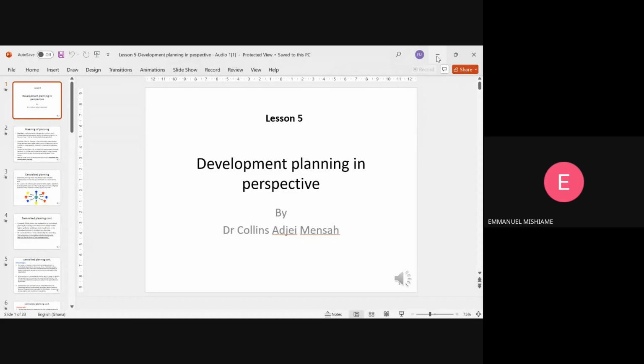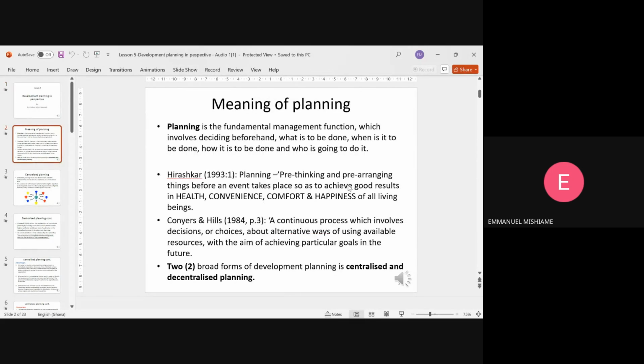Now, let's read what it says in the slide. It says that planning is the fundamental management function which involves deciding beforehand what is to be done, when it is to be done, how it is to be done, and even who is going to do it. So essentially, anything and everything that is going to happen, you plan for it beforehand. You plan beforehand what you are going to do at the specific time you are supposed to do it, how you are going to go about it, and who is going to do the whole thing.